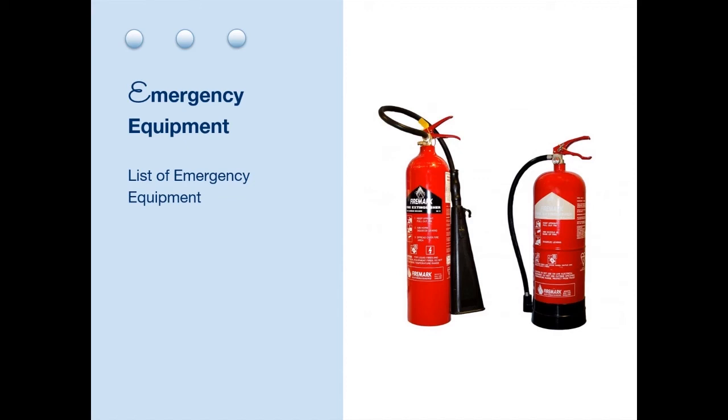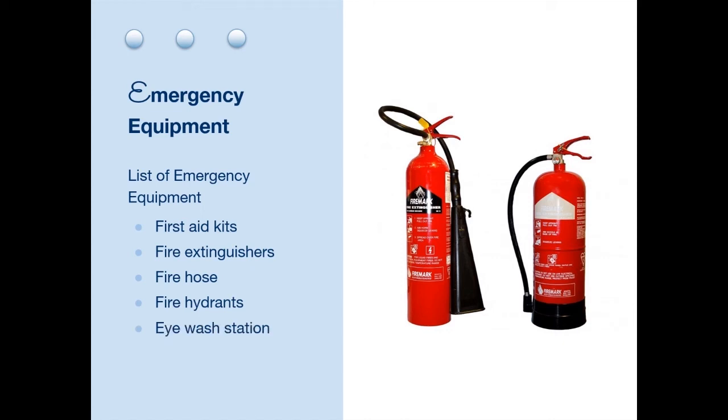Create a list of your emergency equipment. This can be a separate map or combined with your evacuation route map, depending on the complexity of your facility. Emergency equipment may include, but is not limited to, first aid kits, fire extinguishers, hoses and hydrants, eye wash stations, and self-contained breathing apparatus.